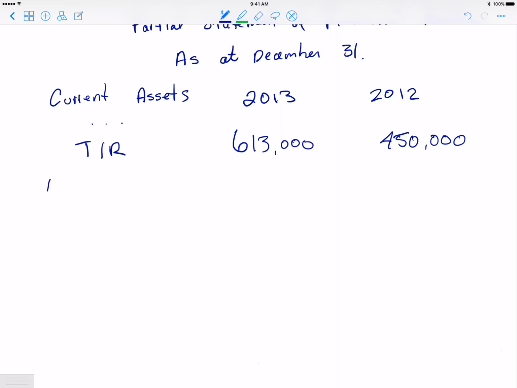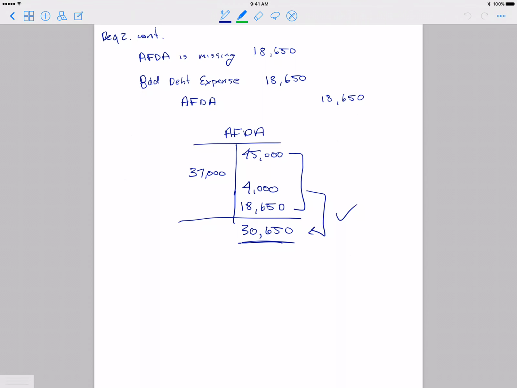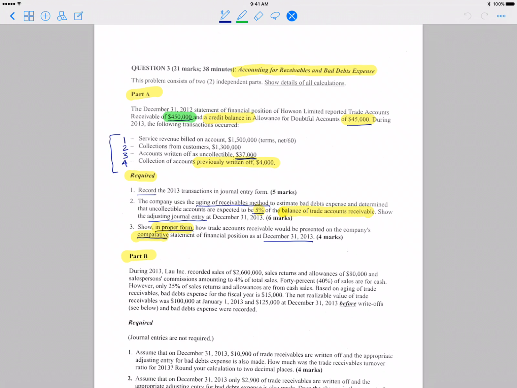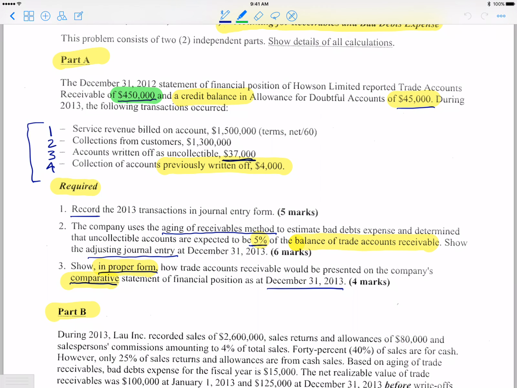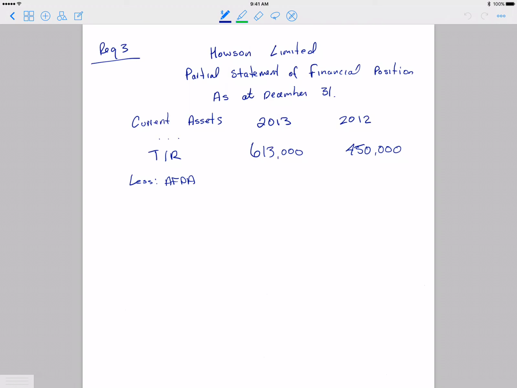Next up, we want to take away our allowance for doubtful accounts, because on our statement of financial position, we want to show the net realizable value of our current trade receivables. So much like the last step, these two amounts have been given and have also been calculated. So for 2013, we've calculated this amount right here, $30,650, and for 2012, it was a given value right here of $45,000. So those are very simple. We knew where they were, and we can plug them right in.